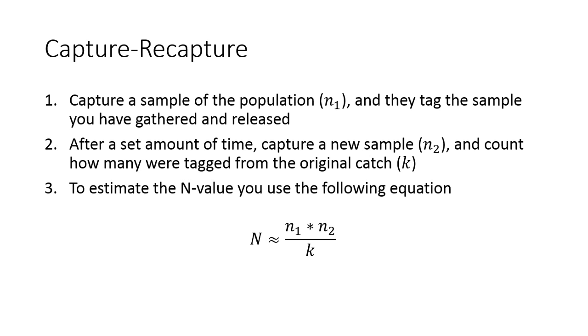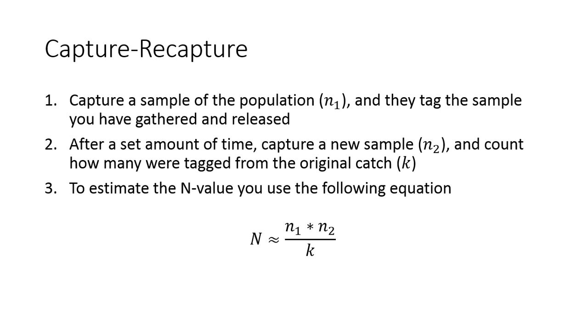So in this method, originally you're going to capture a group and you're going to tag every single one that you catch. So this could be putting a mark on it, or putting a little counting tag on it or something. And then you're going to remember how many you caught and tagged. And that's going to be considered your N1, N sub 1.